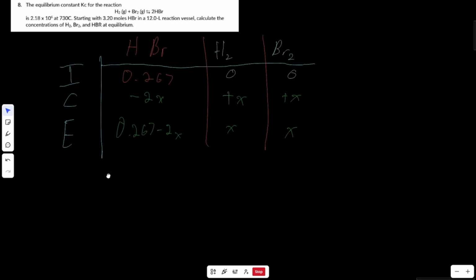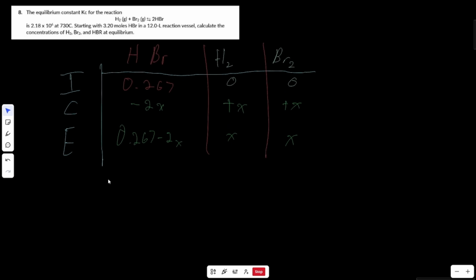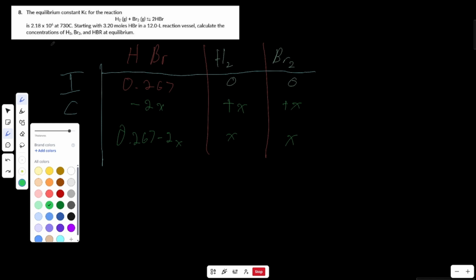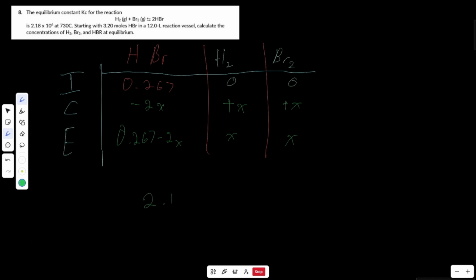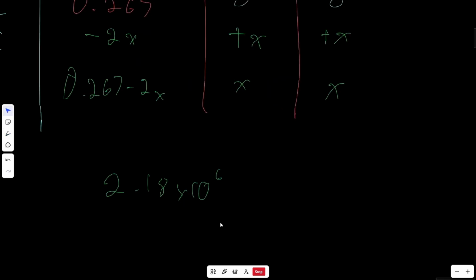Alright, so now let's move forward. What's the next step here? We have to identify our equilibrium expression. So for our equilibrium expression, let's make this bigger again. Let's just write down the number before we zoom in: 2.18 times 10 to the power of 6. Alright, there. So I'm going to zoom in now.